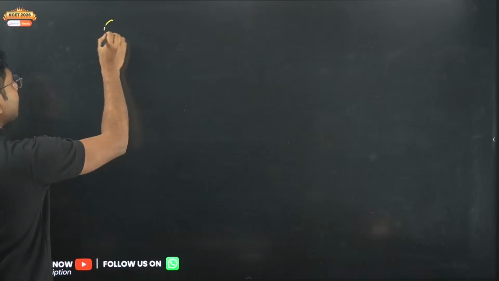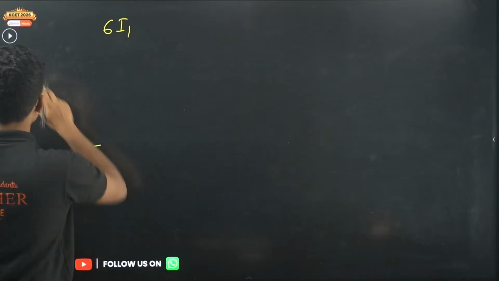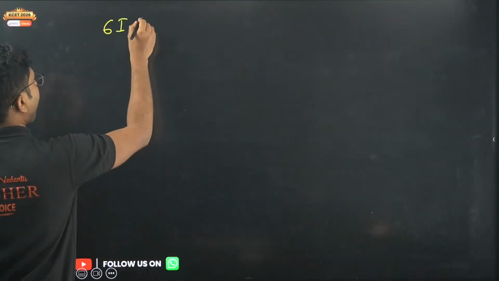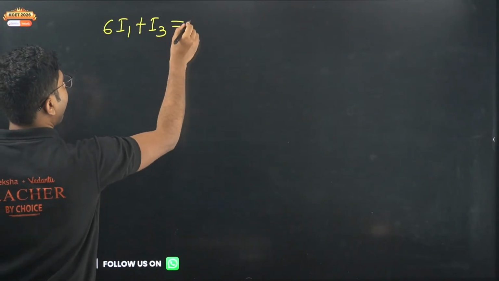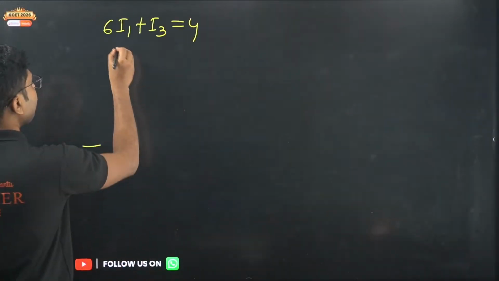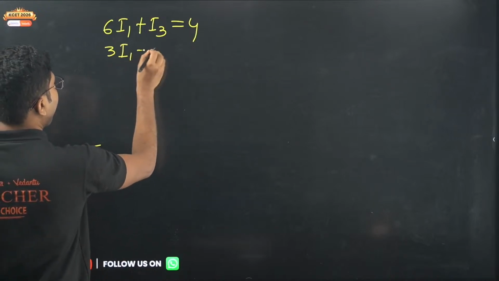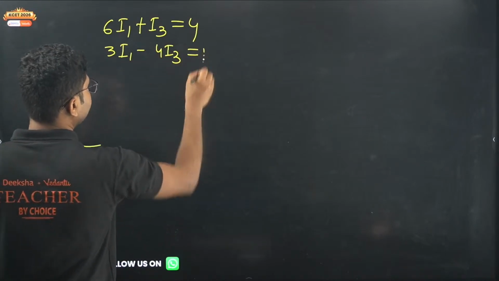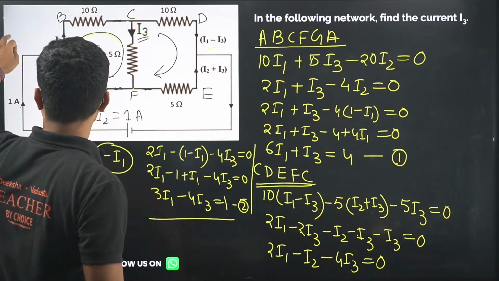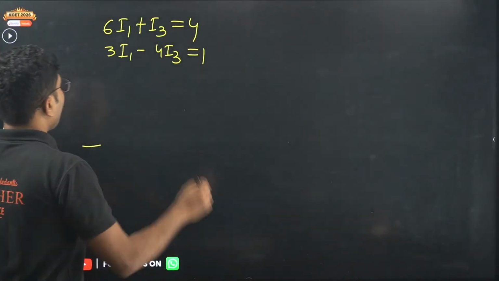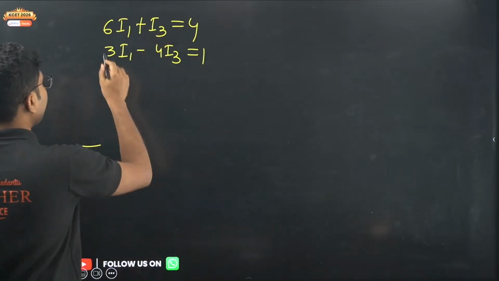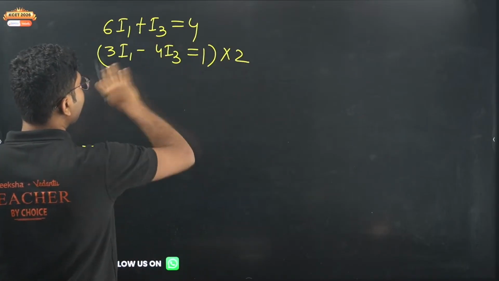So equation number 1 was 6I1 plus I3 equals to 4. And equation number 2 was 3I1 minus 4I3 equals to 1, right? Now, how to simplify this? Obviously, we want to eliminate I1 because I3 we are looking to find. So we will multiply this equation by 2 and then we will subtract.